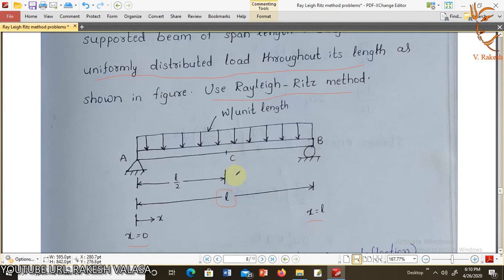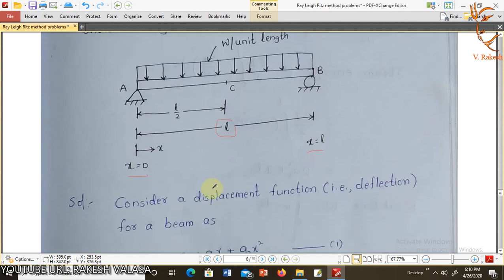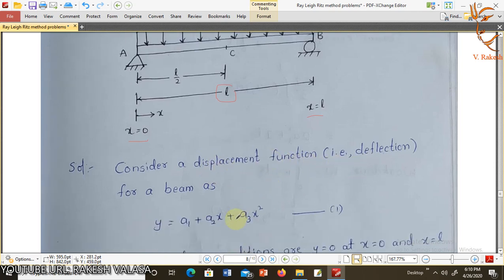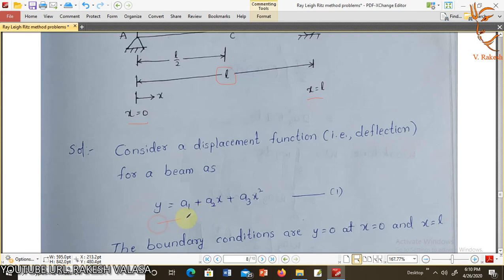According to the Rayleigh-Ritz method, when a displacement function makes the total potential energy minimum, that function may be considered as the approximate solution for the specified problem. Consider a displacement function, that means deflection, for a beam as y equals a1 plus a2x plus a3x square. This is the polynomial series.